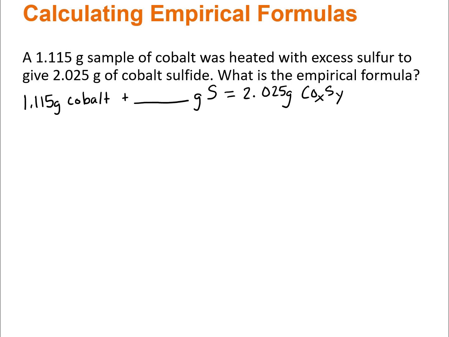Whenever you're given the two masses like this, the first thing you're going to do is figure out how much of your reactants you have. We know one reactant and one product, so we can subtract to figure out how much sulfur. Do that subtraction and tell me what you get.